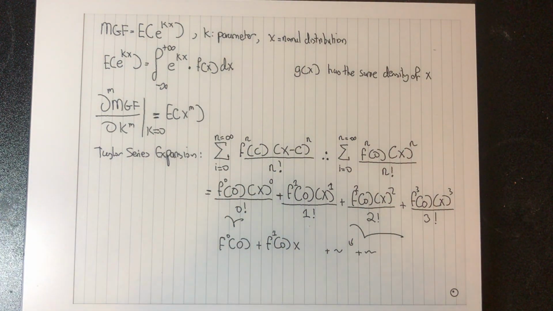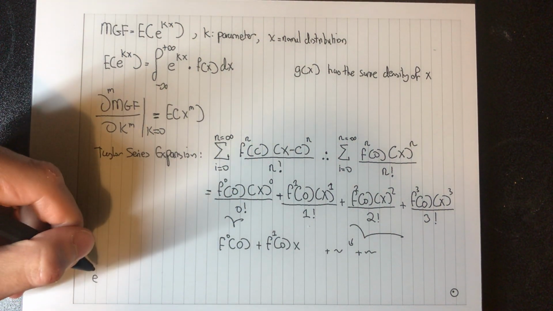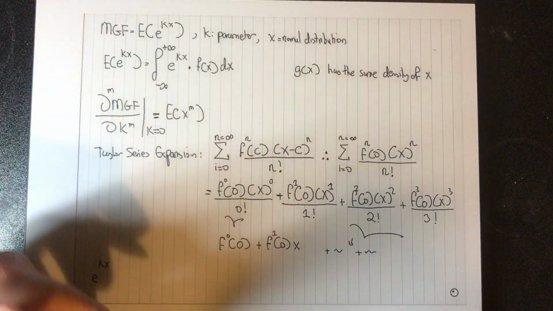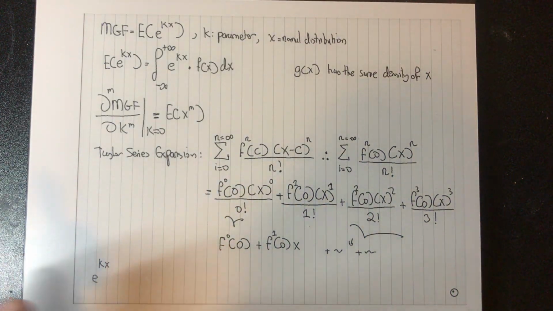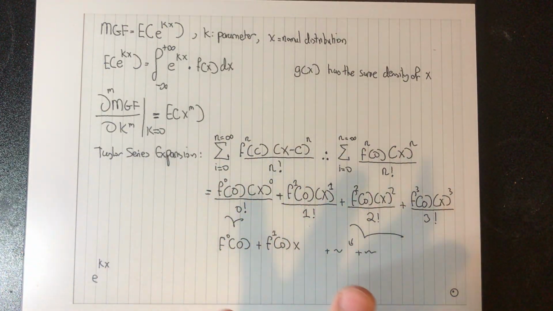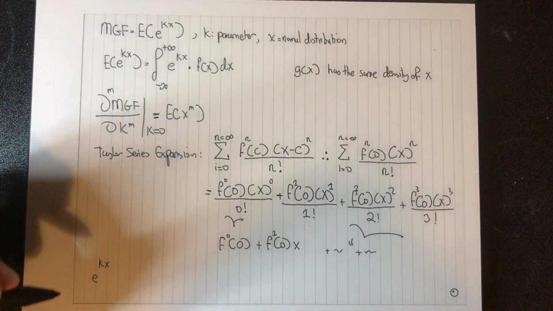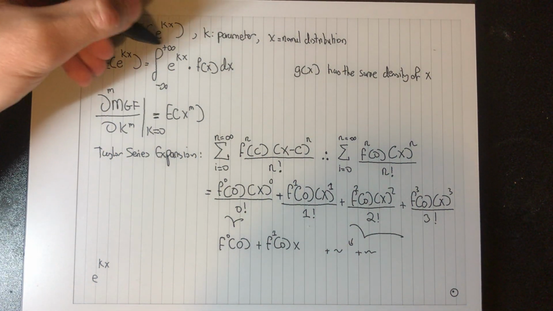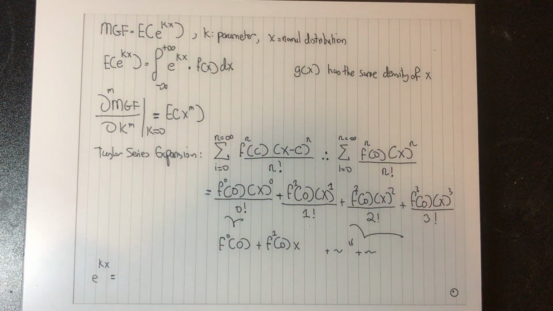So now let's try to get the Taylor series expansion of the moment generating function. We will start by taking the Taylor series expansion of e to the power of kx, and then once we do that, we will simply take the expectation of the Taylor series expansion, and that would give us the moment generating function's Taylor series expansion. So currently we're not actually taking the Taylor series expansion of the moment generating function, but rather only this part of it. So let's do so.